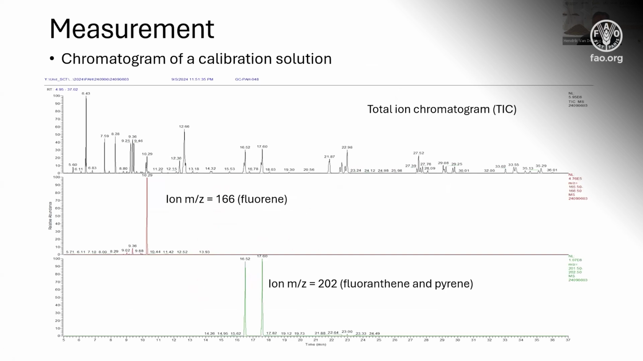This is an example of a chromatogram. This is the total ion chromatogram where we have summed all the ions. And this is a selective ion chromatogram. For instance, this is the ion that is typical for fluorene with mass 166. You can see clearly the fluorene popping out of the chromatogram, because all the other components don't have this specific mass, so they don't give a signal. The same here for fluoranthene and pyrene. You see these 2 components. You can see them clearly here when we look at the selective ion.